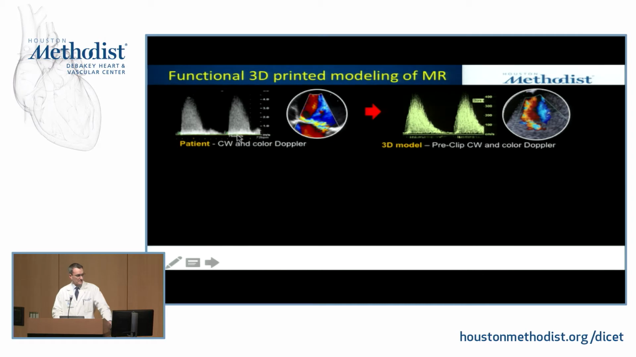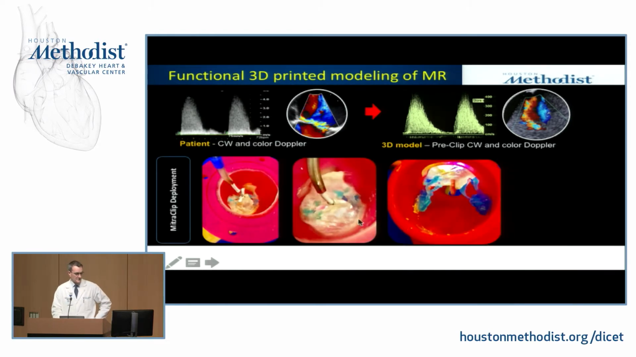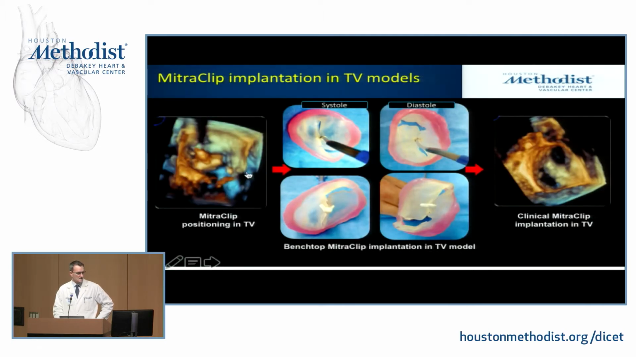This is one of our first examples of creating MR. So there's the patient, continuous wave Doppler and the color. This is the model in a flow loop. So just like I've shown you before, the aortic stenosis and aortic regurgitation, now we're getting closer to replicating mitral regurgitation in patient-specific anatomy. And this is an example, again, of mitral clipping to get rid of this P2 flail on the benchtop.